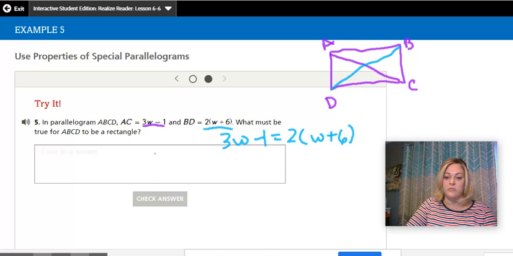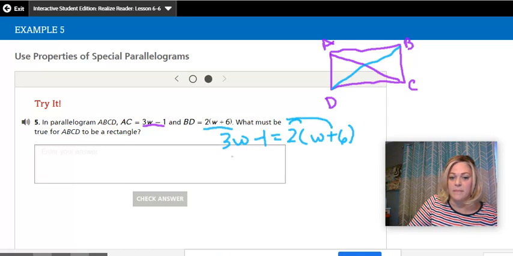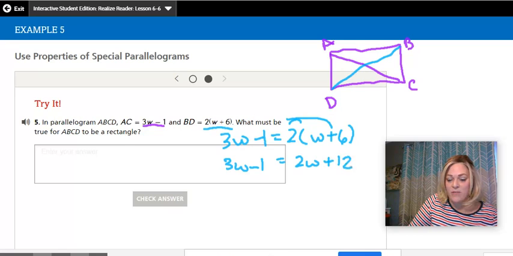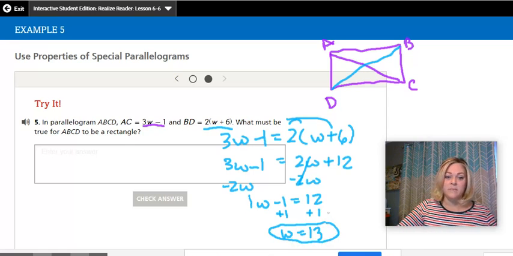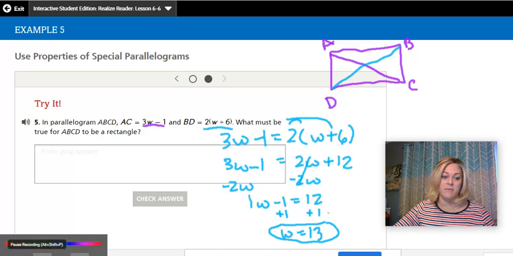So it says what must be true? Well, we would have to find W. Find W, and that W would have to be the answer to make it a rectangle. So I would distribute this 2. So I have 3W minus 1 equals 2W plus 12. And you can keep going from here. I'm going to subtract the 2W. So I have 1W, and you don't have to put the 1, but I'm just going to put kind of like an invisible 1. 1W minus 1 equals 12. Add the 1 to both sides, so W equals 13. And when I get that 13, that means what must be true? W has to be 13 to make it a rectangle.